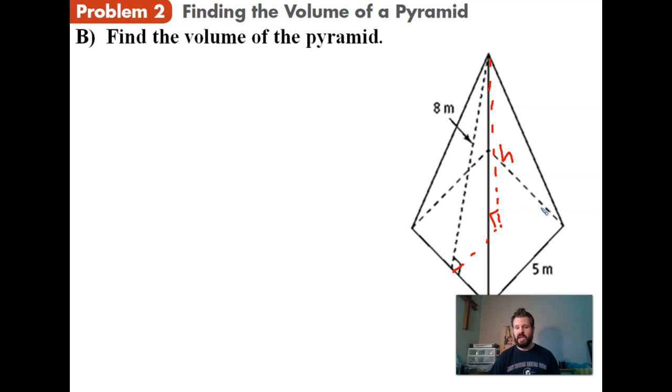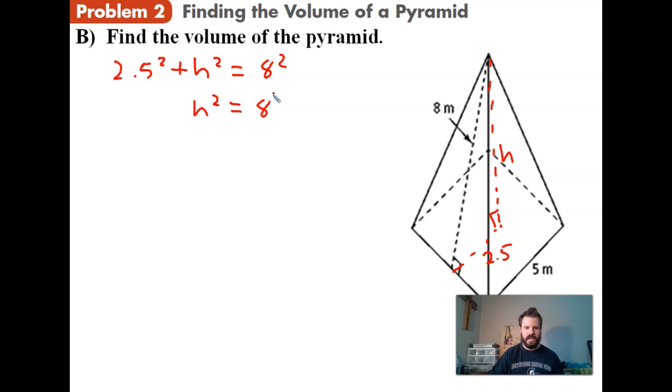Okay, to do that, I'm going to use Pythagorean theorem. And one thing to watch for, I'm not going to use the 5 for a side length. I'm going to use half of that, 2.5, for that triangle. And then I'll say that 2.5 squared plus h squared is equal to 8 squared. Okay, I'm going to subtract 2.5 squared from both sides. I'm going to say h squared is equal to 8 squared minus 2.5 squared. And I'm just going to leave them in that form. I'm then going to take the square root and just plug this all into my calculator in one step.